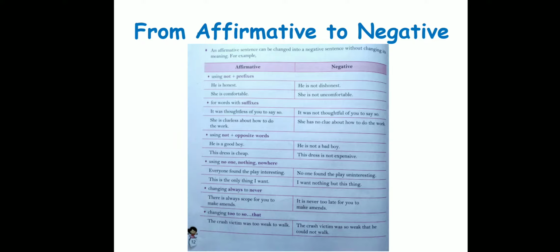How will I change this into negative? It is never too late for you to make amends. It is never. So the word never makes it negative. The opposite of the word always is never. Okay? Never makes it negative. It is never too late for you to make amends. That means it is never too late.